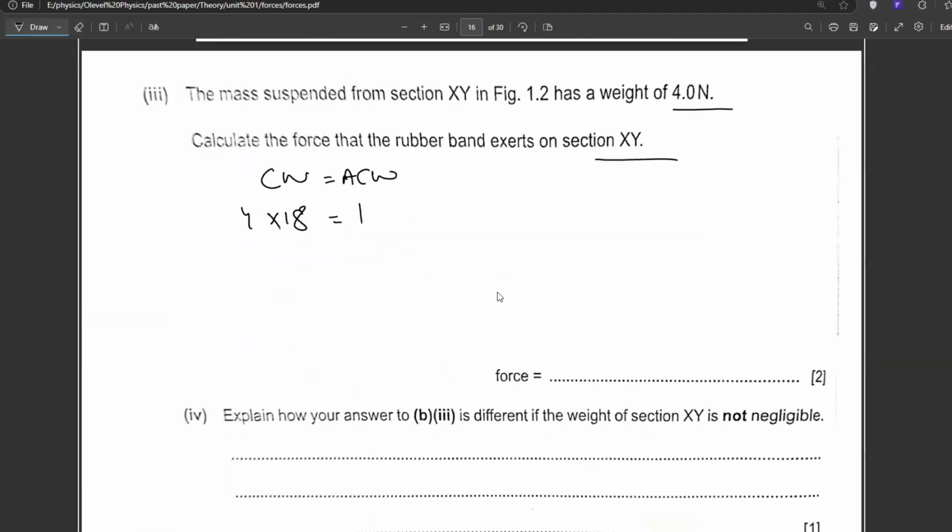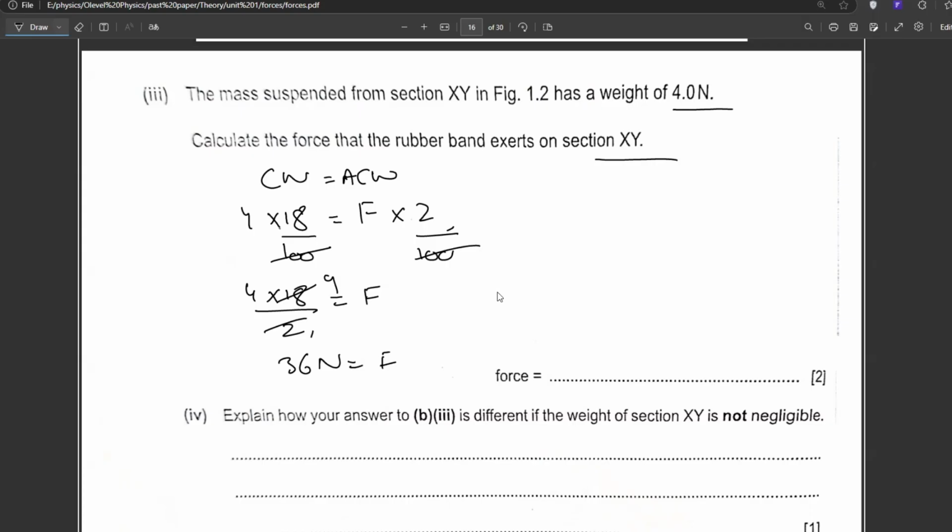Again, I haven't converted the centimeters into meter because I hope you understand, if I divide this by 100, divide this by 100, both of them will get cancelled out. 4 into 18 divided by 2 is your force. This becomes 1, this becomes 9. 36 Newton is your force F. 36 Newton.